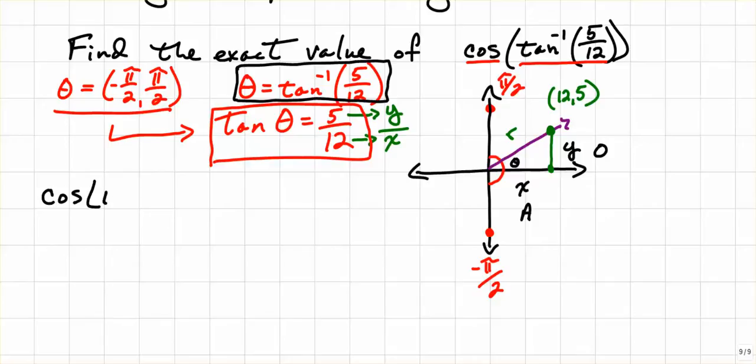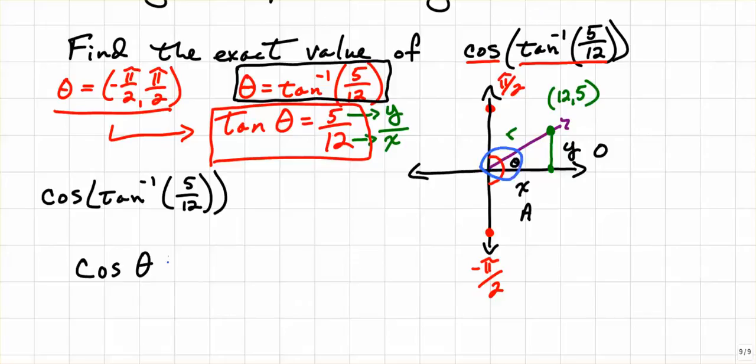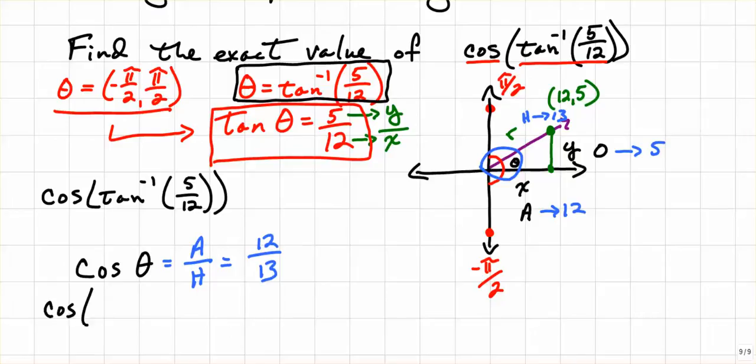And remembering that since theta is equal to the inverse tangent of 5/12, I can rewrite the cosine of the inverse tangent of 5/12 simply as the cosine of theta. The cosine of theta is going to be equal to adjacent over hypotenuse, and in this case, this one right here was 5, this is 12, and this hypotenuse is 13, so we can write this as 12 over 13. Therefore, the cosine of the inverse tangent of 5/12 is equal to 12 over 13.